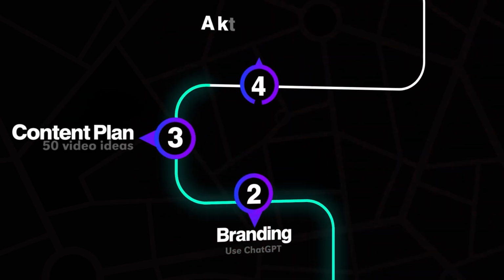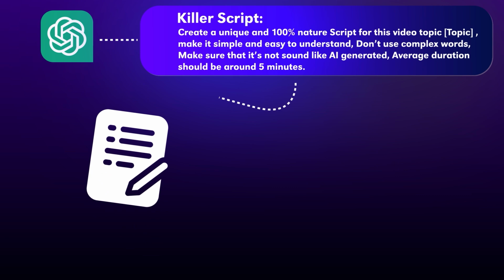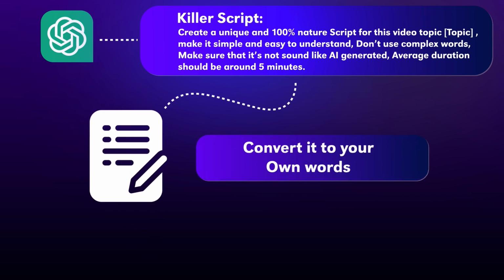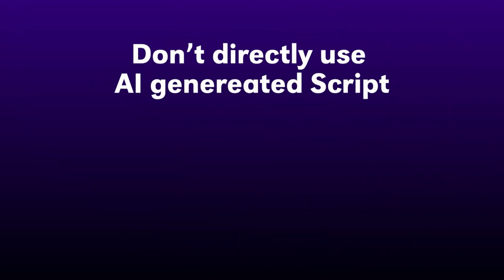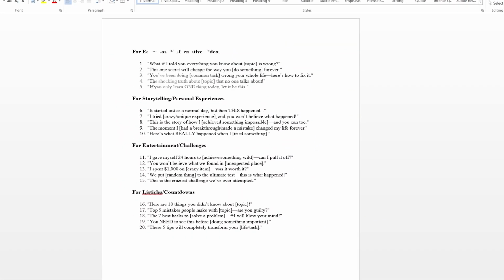Then you need to create a killer script for your video, ask ChatGPT to create a unique script for your topic, and then convert it to your own words. This is very important. Don't just directly use the AI-generated script. Use these viral hooks in your videos to keep viewers engaged.